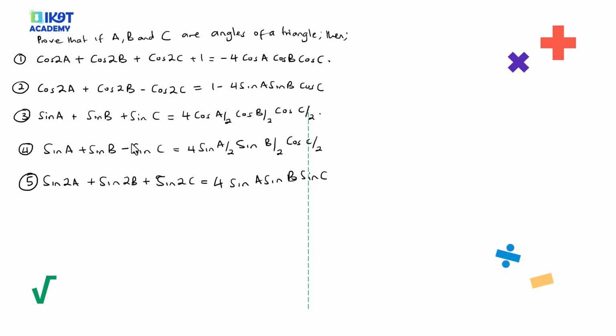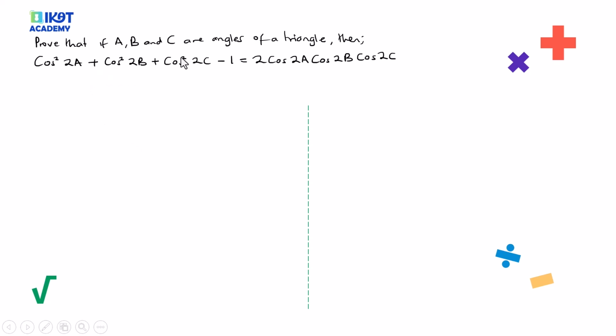Then we can lastly look at this, prove that if A, B, and C are angles of a triangle, then cos squared 2A plus cos squared 2B plus cos squared 2C minus 1 is equals to this. Now, same thing for this question. You're going to have to remember a certain concept we talked about. When we were talking about the double angle formula, we say the double angle formula for cos 2A is equals to cos squared A minus sine squared A. This was the first one.